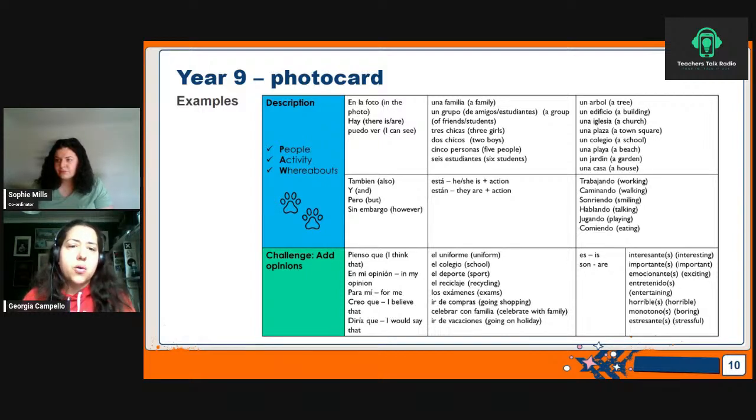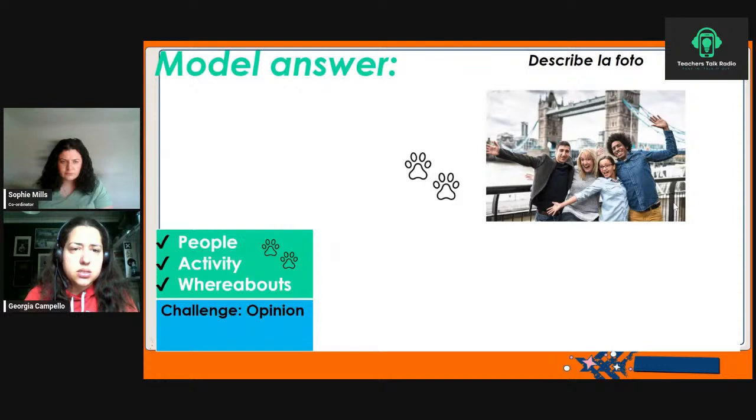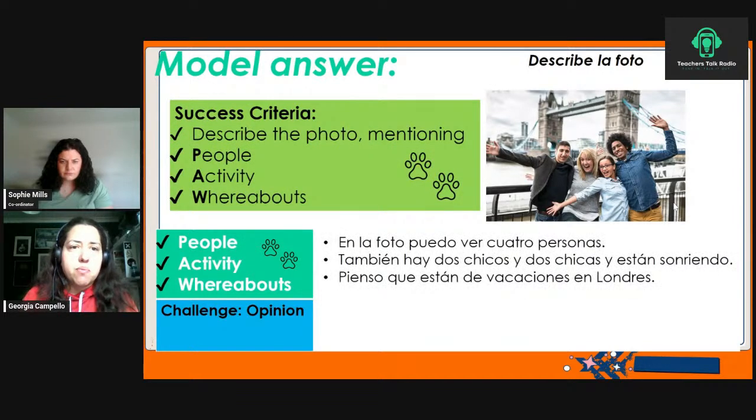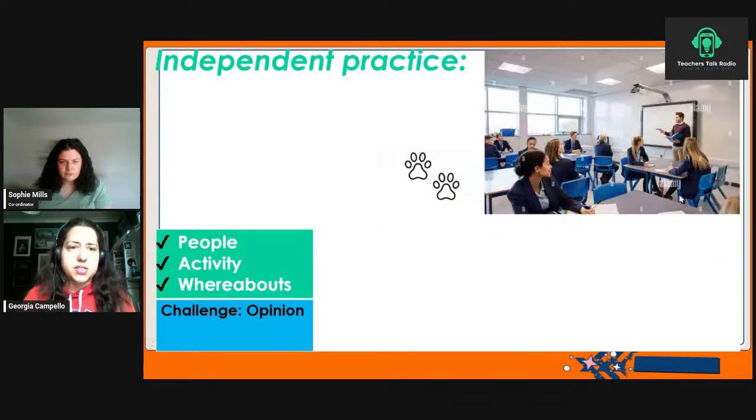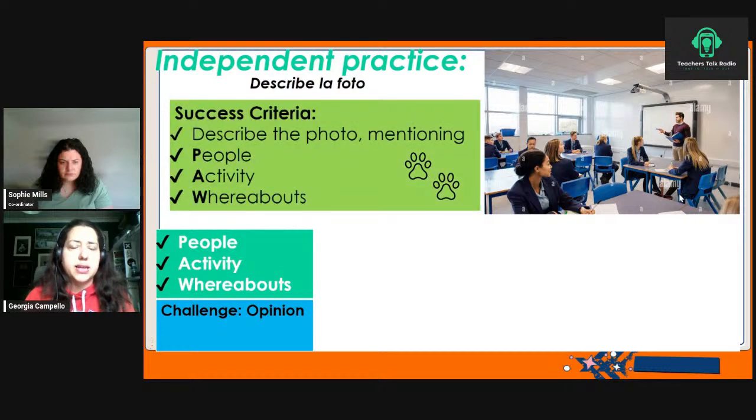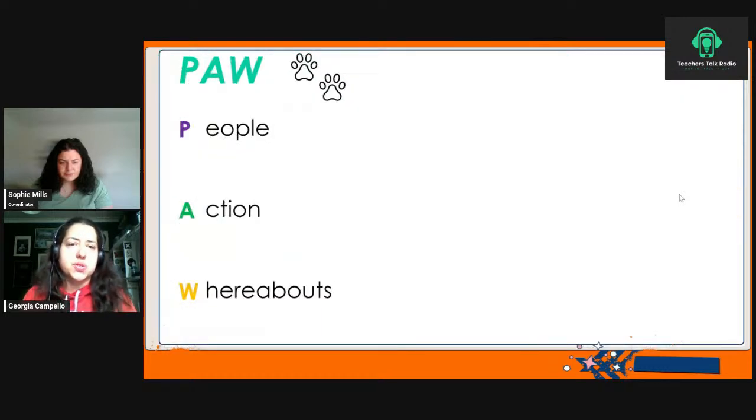So we would do an example with them. Sorry, can you just go to the next bit, please? So we do a model answer with them, and just getting them to think about that success criteria, and then a challenge there, and then give them another picture for them to do some independent practice as well. And then just getting them to think about those bits of information that we want them to include.